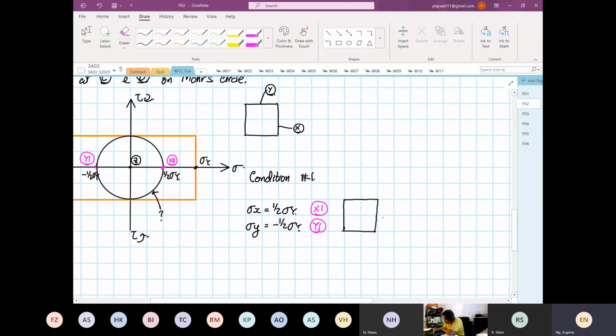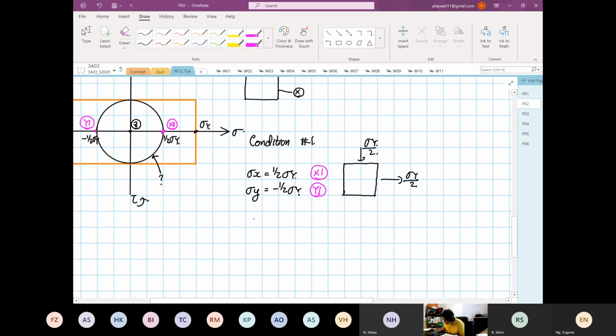Where we have a stress over here. So this will be tensile, stress Y over 2, stress U, and this will be stress Y over 2. Then you can construct a circle like this. Condition number two is where you have stress X is equal to stress Y.